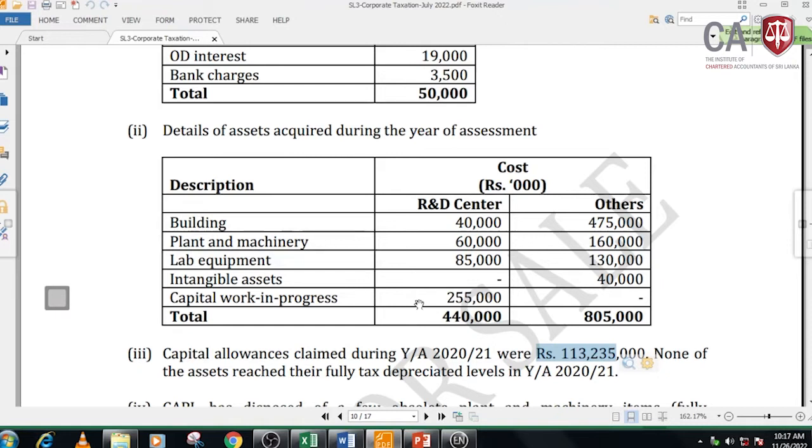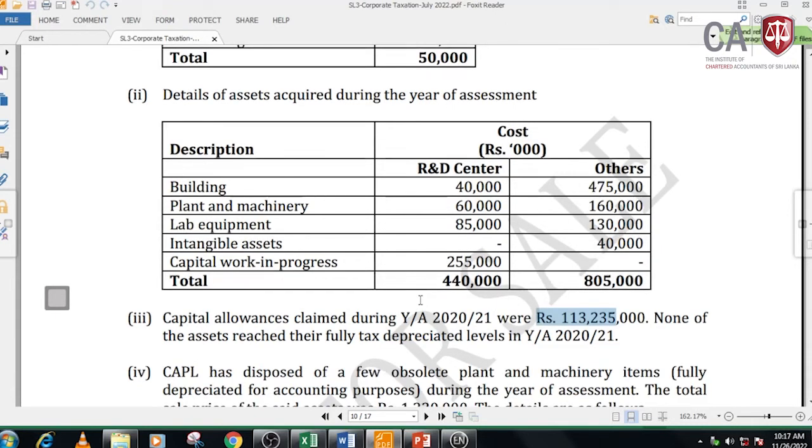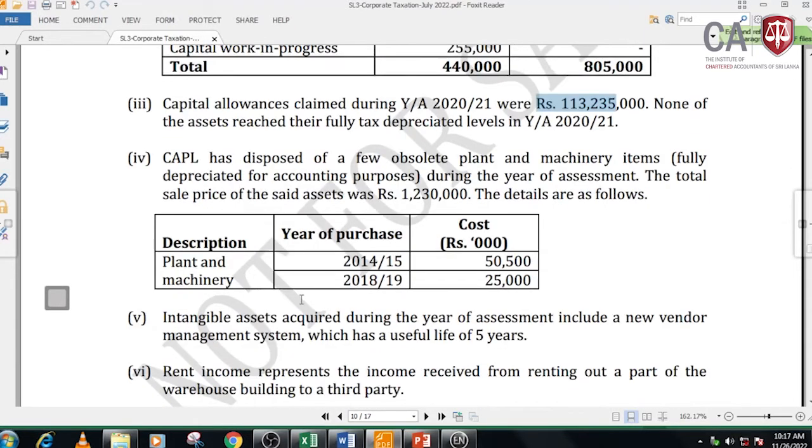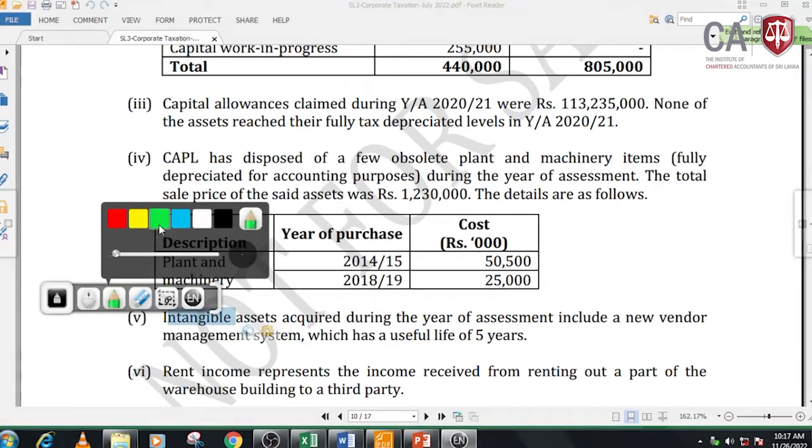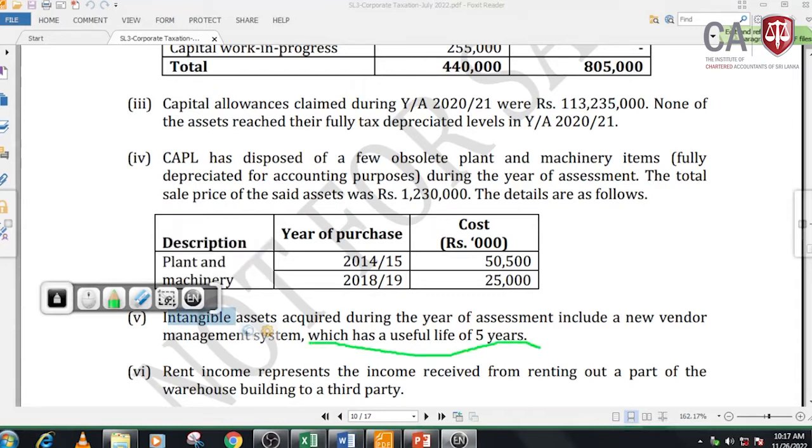Intangible asset, we need to look at whether the useful lifetime has been given or not, and the capital work in progress. In the intangible, it's given in adjustment 5. Intangible assets acquired during the year of assessment include a new vendor management system which has a useful lifetime of 5 years. Now you can see it has given the useful lifetime of 5 years. That means don't apply the years in the fourth schedule as per the 20. No, don't apply the 20, because the actual useful lifetime of the asset is given, then it is 5.